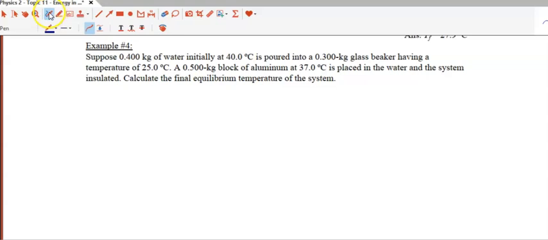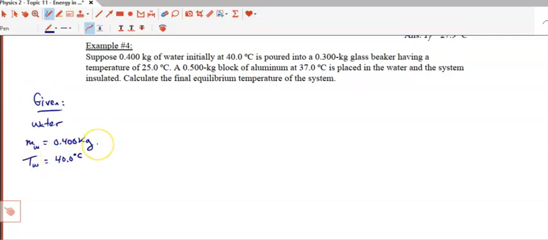So let's write down our given. And when I write the given, I like to put this in columns. So let's start off with the water, right? We have the mass of the water, which is 0.4 kilograms. And we have the initial temperature of the water, which is 40 degrees Celsius, right? Next, we'll go to the glass beaker. The mass of the beaker, we'll use B for beaker, is 0.3 kilograms. And then the temperature of the beaker is 25 Celsius.